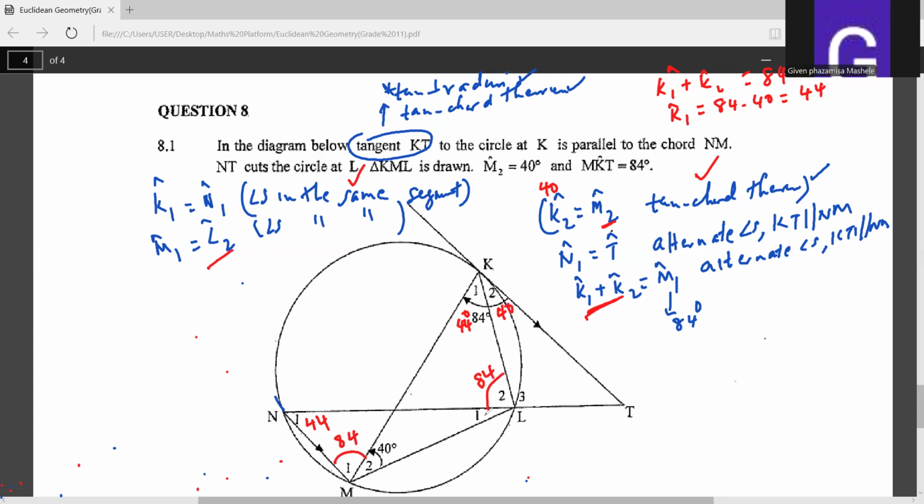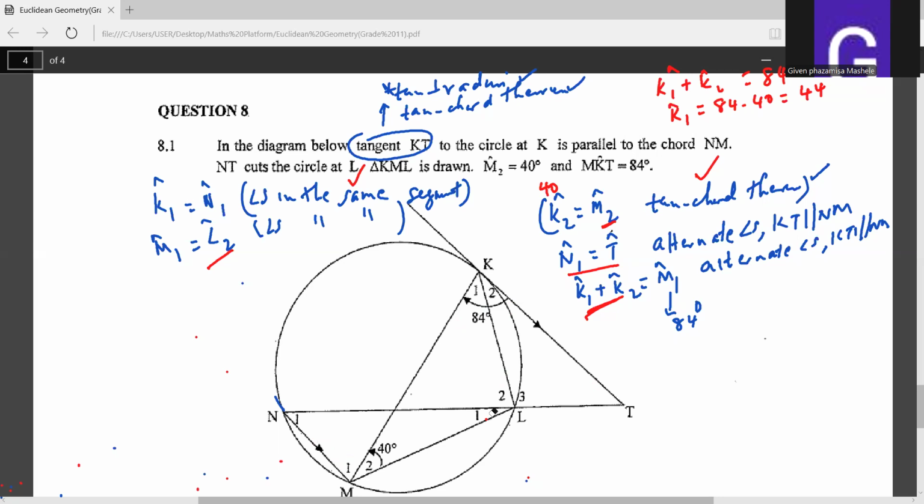So you see that we can get L1 by using the sum of angles in the triangle. But we know that angle N1 and angle T are equal, because they are alternate angles. So if N1 is 44, even T is 44. You see that we can also get angle 3. There are many ways to skin a cat. I believe, guys, you're following.